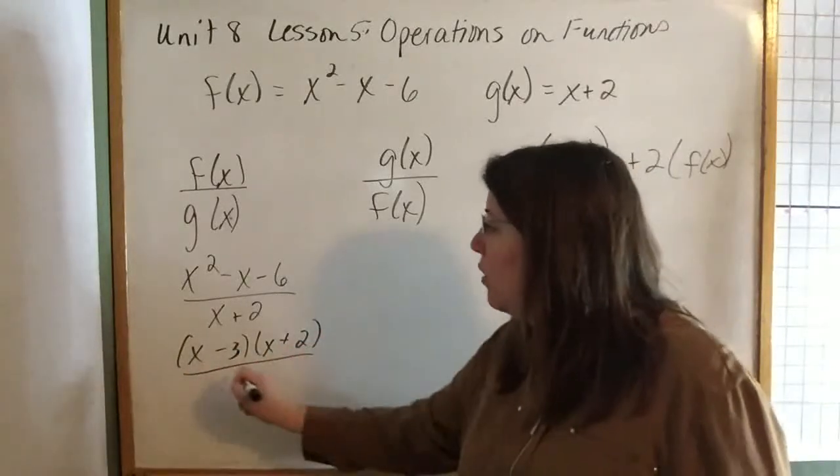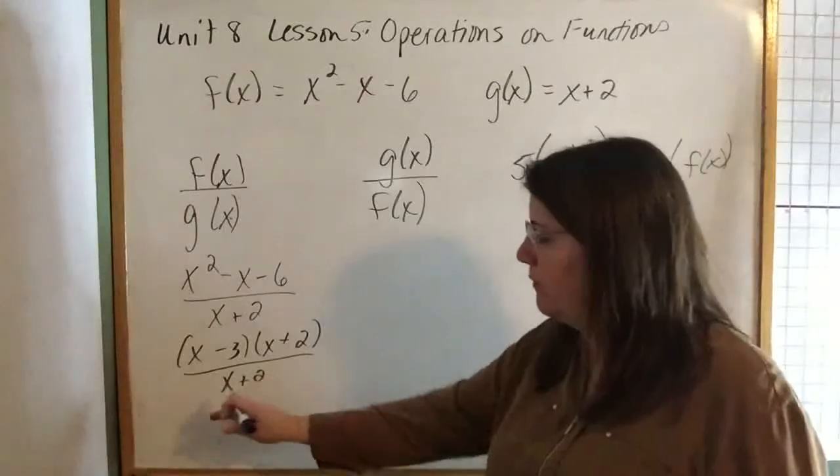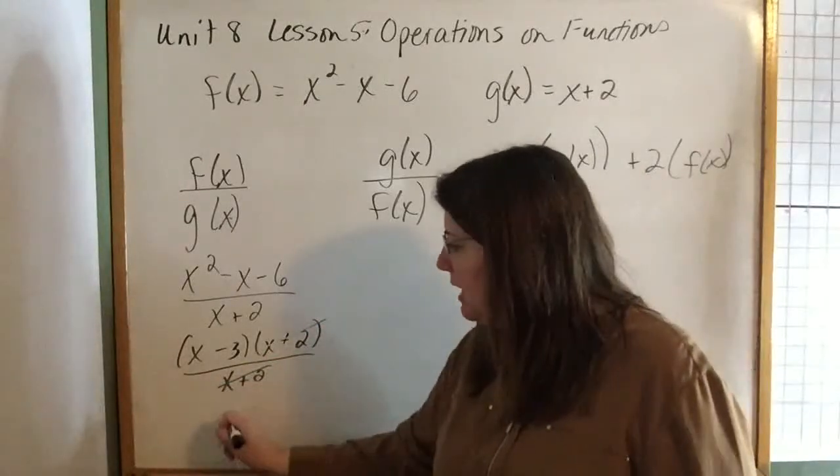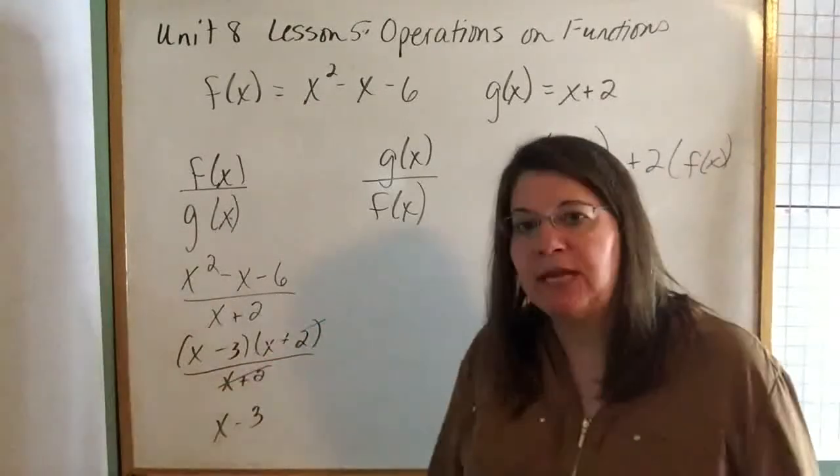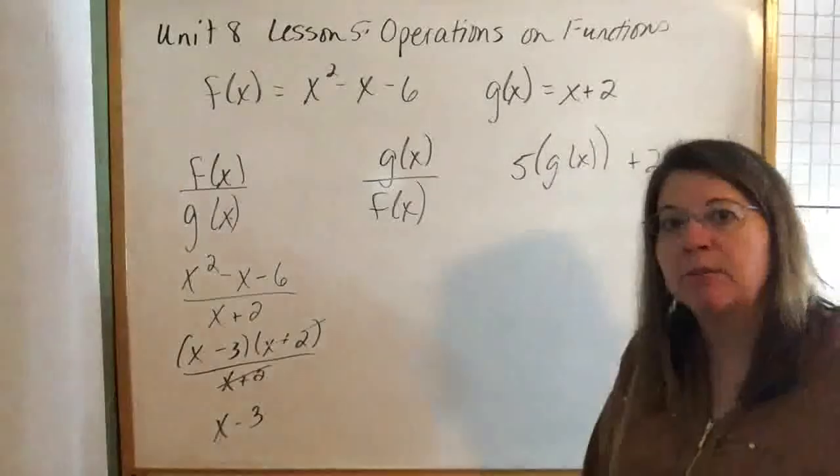And then that's over x plus 2. So hopefully you notice those cancel, leaving me with an x minus 3. So if it can be simplified, I would simplify it completely.